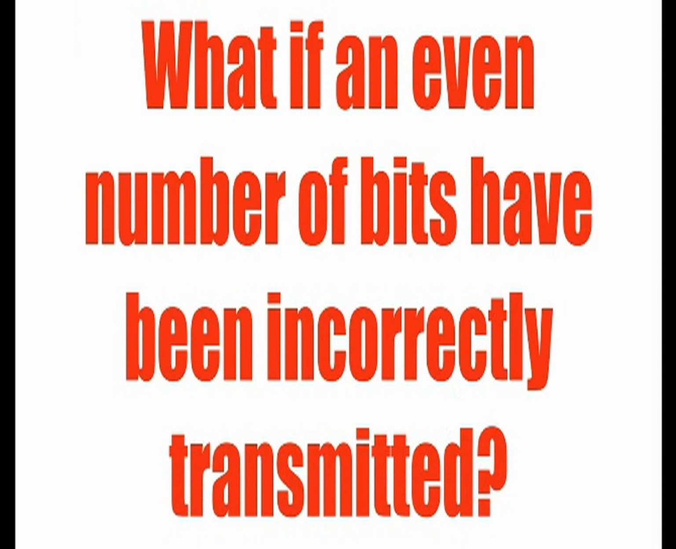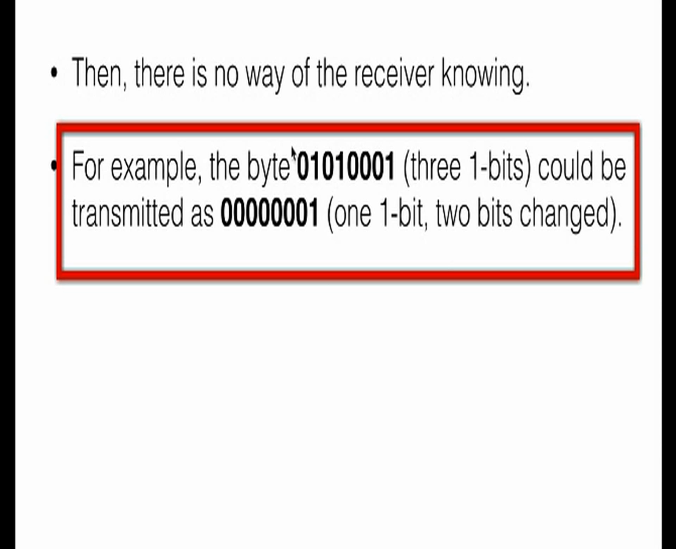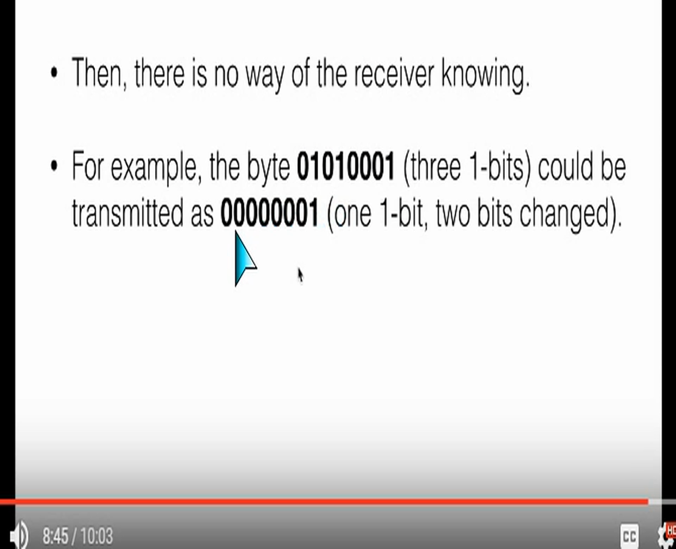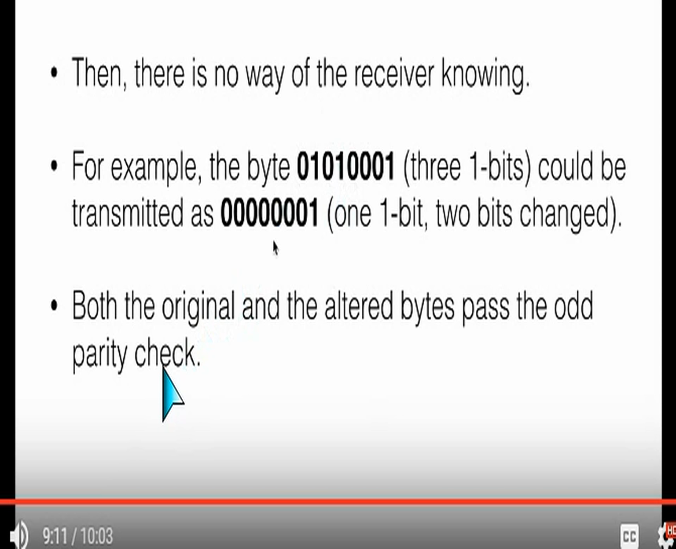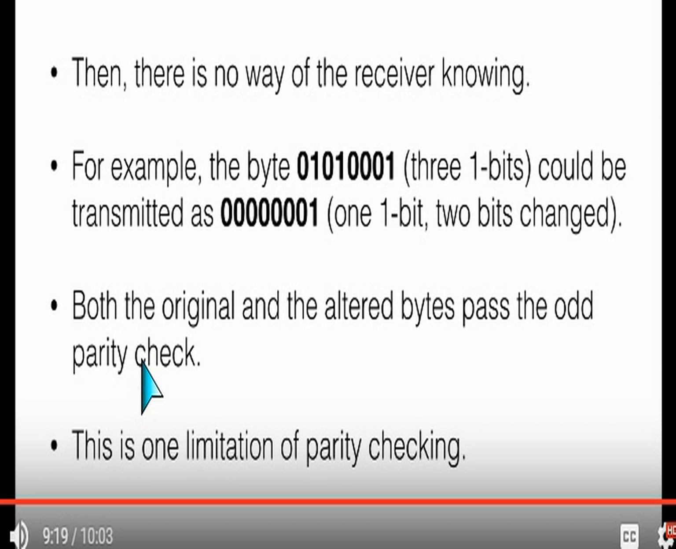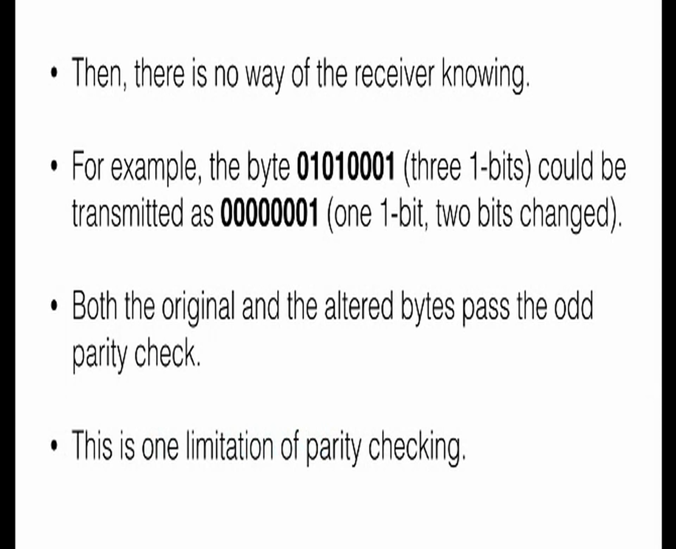But what if an even number of bits have been incorrectly transmitted? Well, then there's no way of the receiver knowing, honestly. For example, take the byte 01010001, which has three 1 bits. That could be transmitted as 00000001, which is one 1 bit, so two bits changed. Looking at this, we know that this is incorrect, it has been incorrectly transmitted. But how can the receiver know? Because there are three 1 bits, and one 1 bit. Both the original and the altered bytes pass the odd parity check, because they both have an odd number of 1 bits. So this is a limitation of parity checking, and that's why we need to look at other methods.